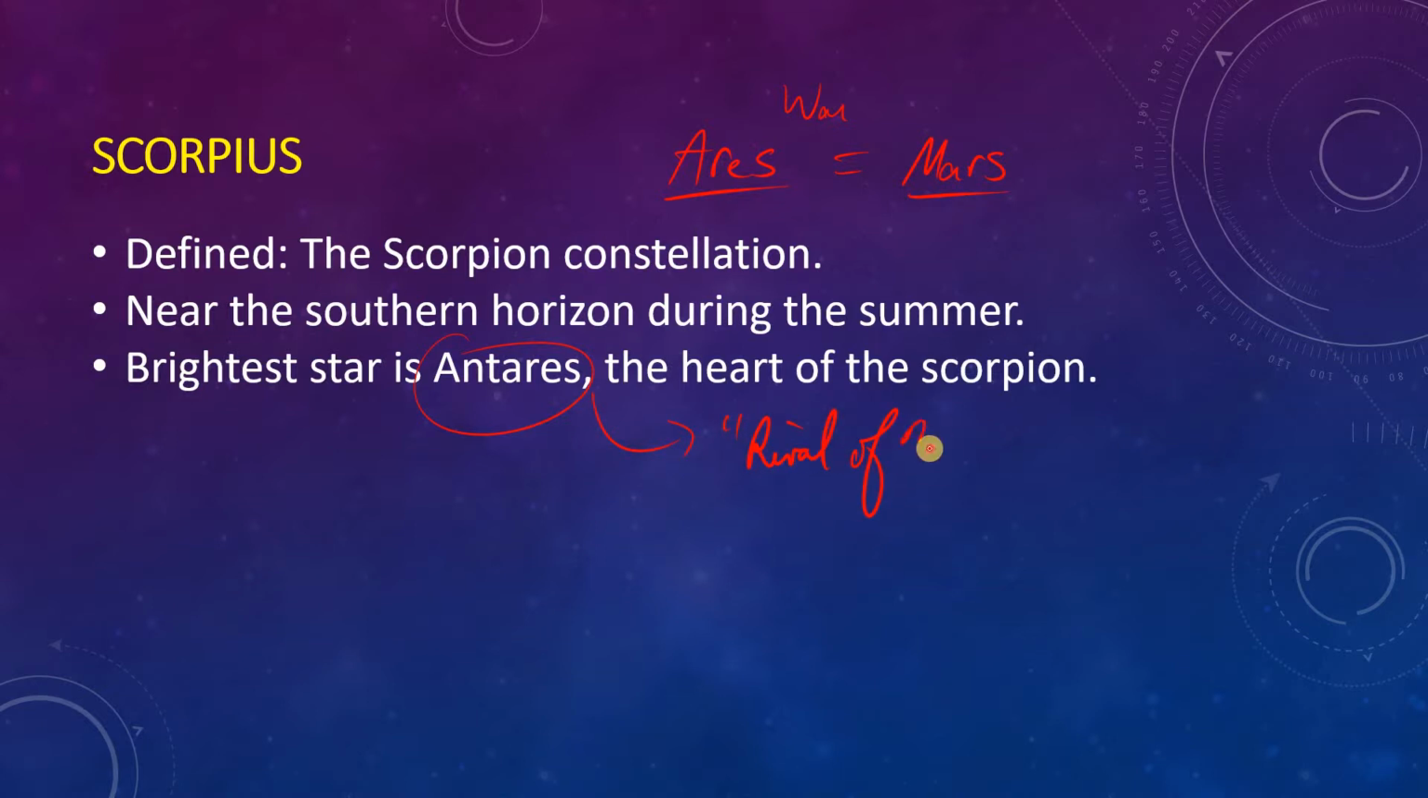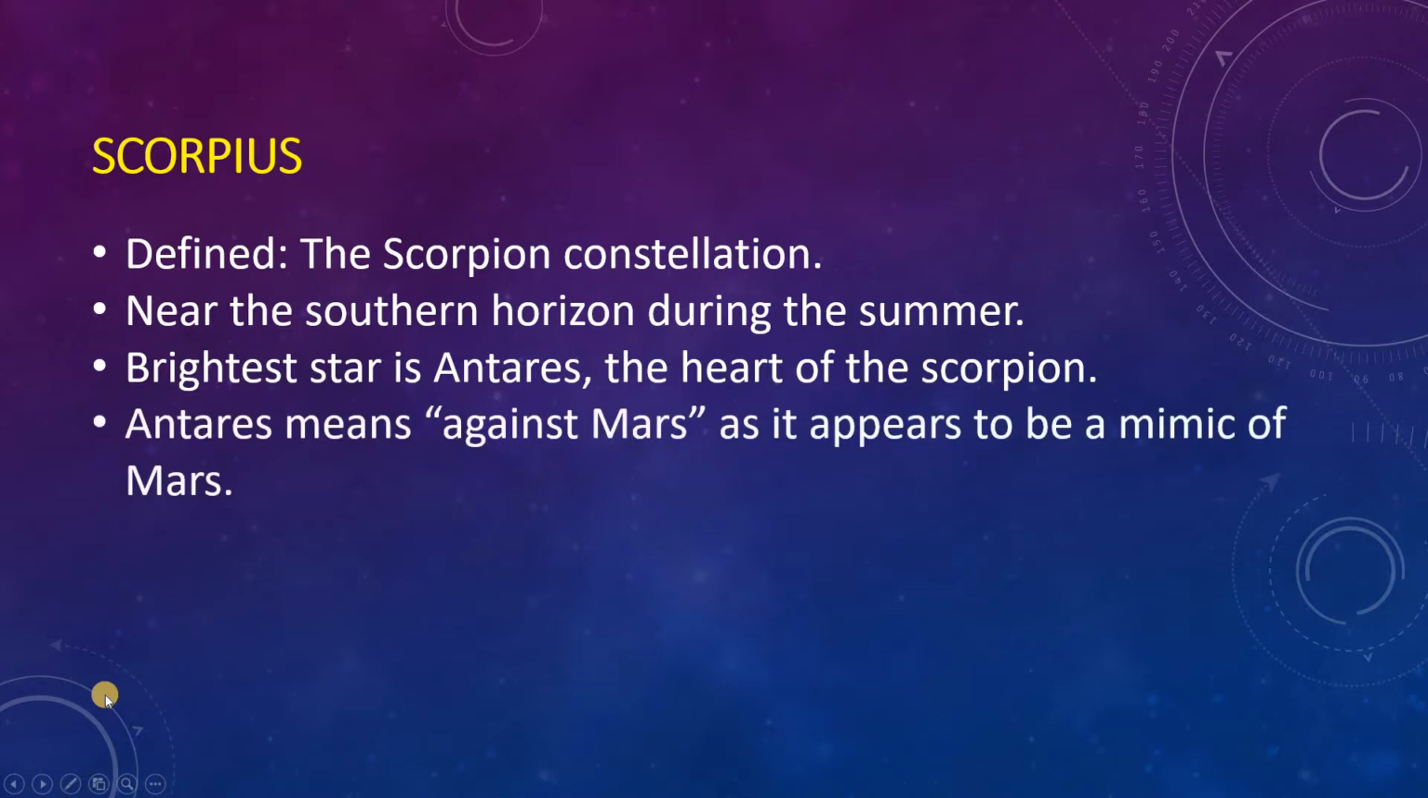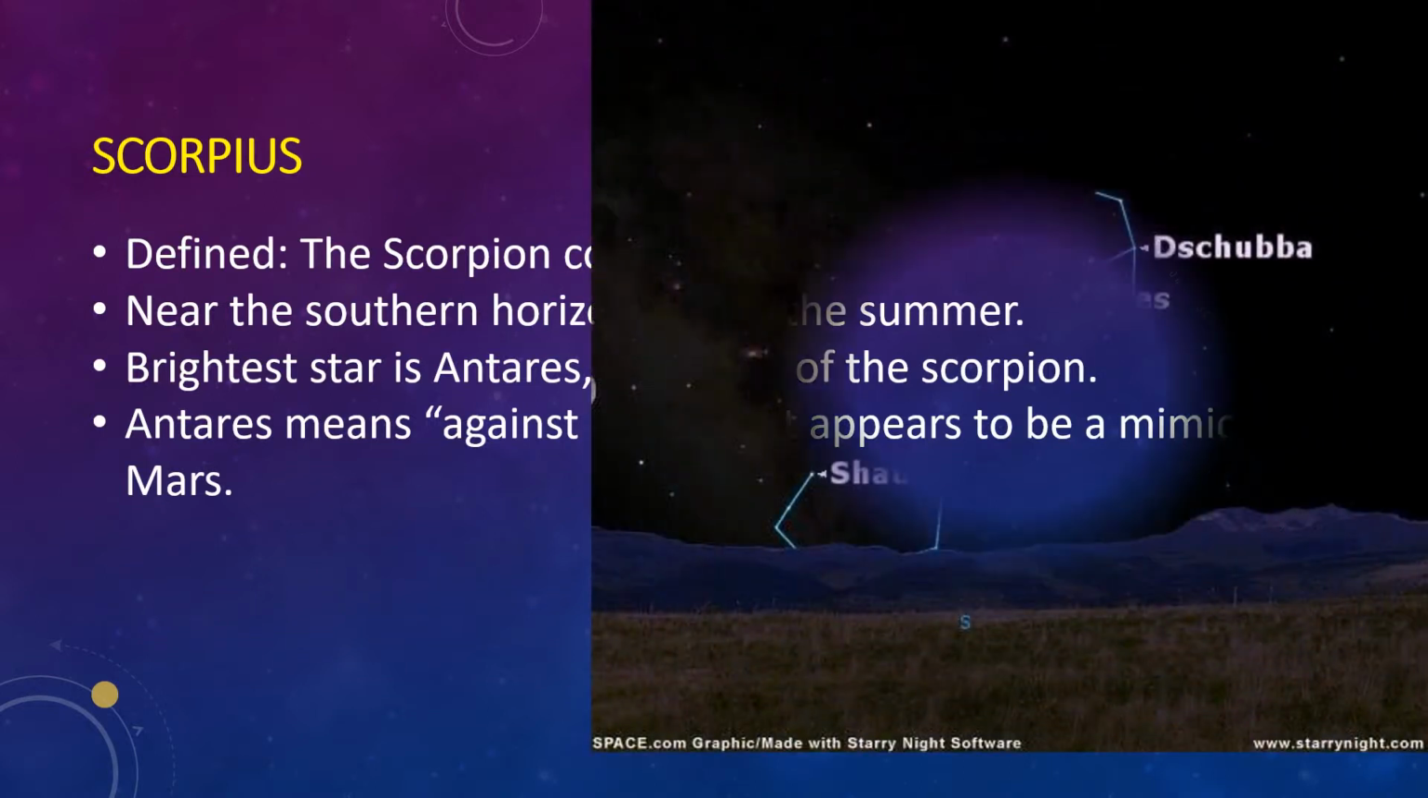of Mars. When you look at this in the night sky, you'll notice this particular star, Antares, and by the way, it even looks like it rhymes with Mars, this AR here. It looks a lot like Mars. It's a very bright star inside the heart of the Scorpion. You'd want to be familiar with that. So Antares, about the size of Mars. It does mean rival of Mars or against Mars, as it appears to be a mimic of Mars itself.